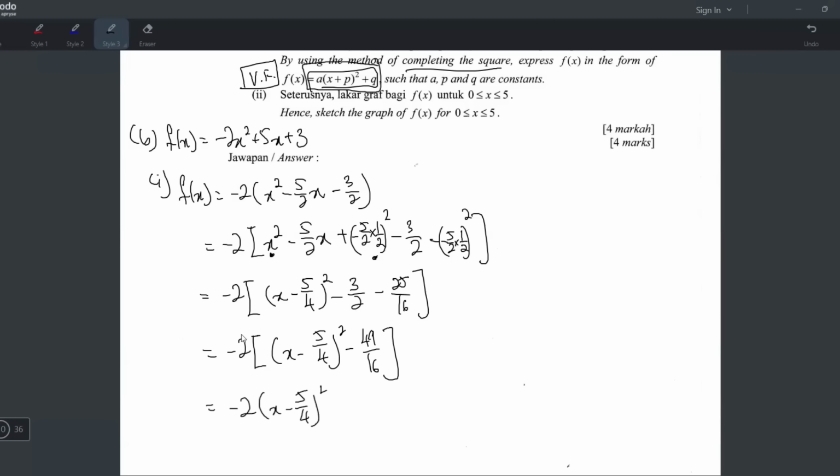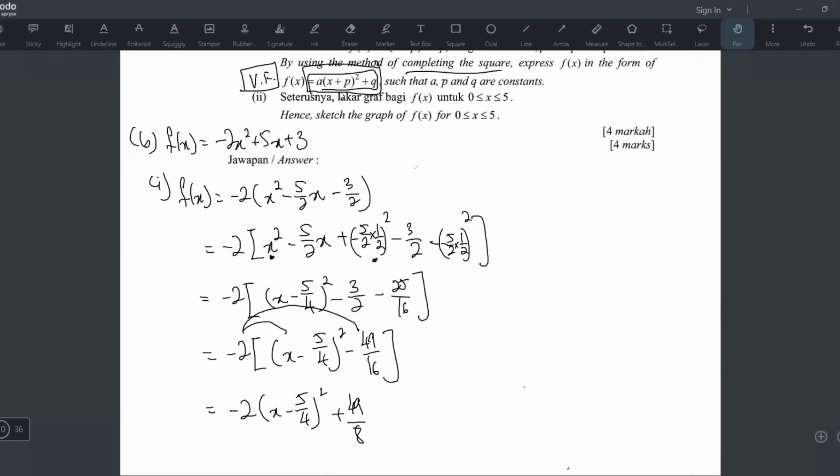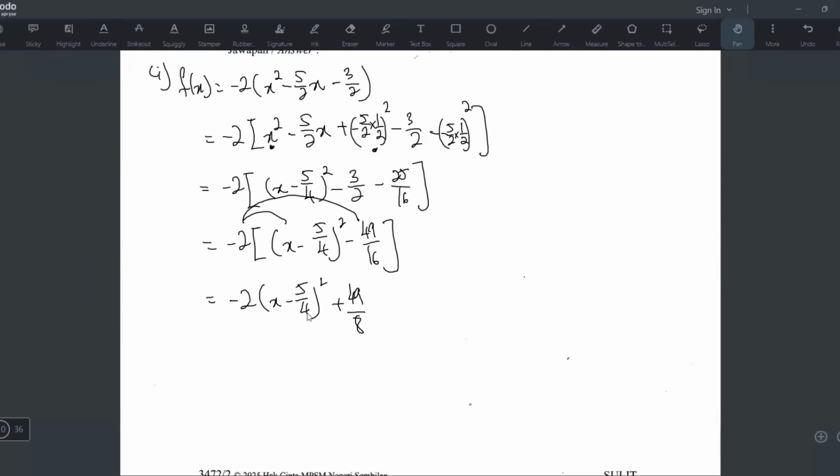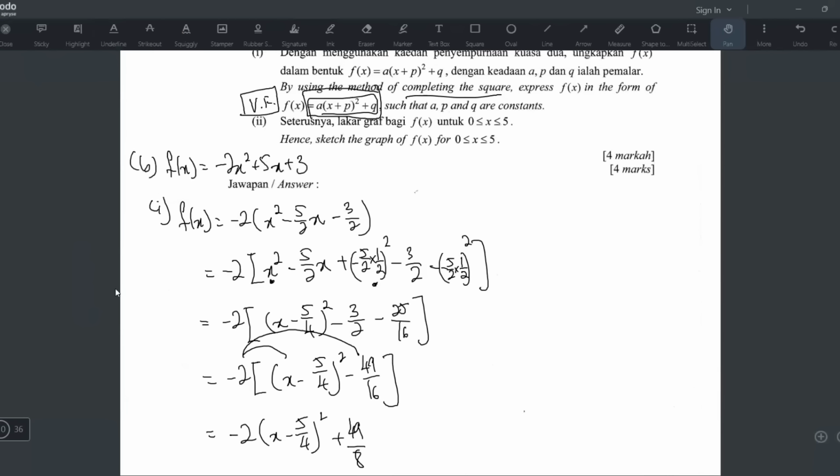So we just write the -2 outside, and then -2 times -49/16 will be +49/8. That's all for the answer because they only asked to express in vertex form. Your a is -2, your p is -5/4, your q is 49/8. And when it's vertex form, you can actually read off the turning point, but the question never said, right? They just asked to write in the vertex form, so that's all.